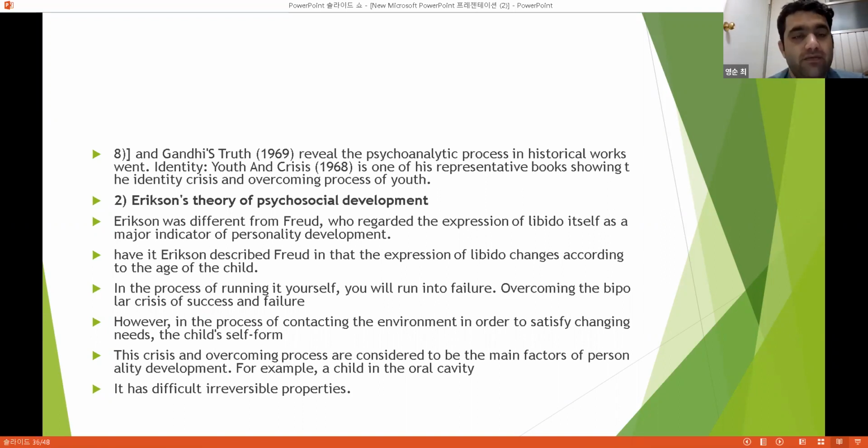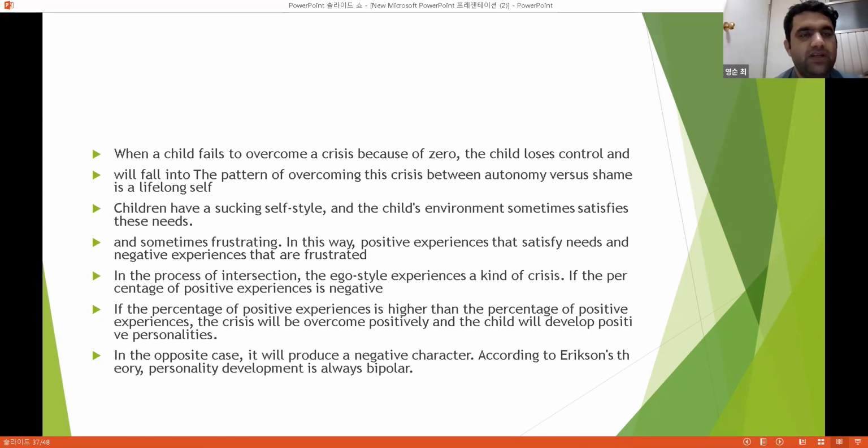Maybe success, maybe failure. This crisis-overcoming process is considered to be the main factor of personality development. For example, a child in the oral stage has difficult, irreversible properties. When a child fails to overcome a crisis, the child loses control and will fall into a pattern of overcoming the crisis between autonomy versus shame, which is lifelong.